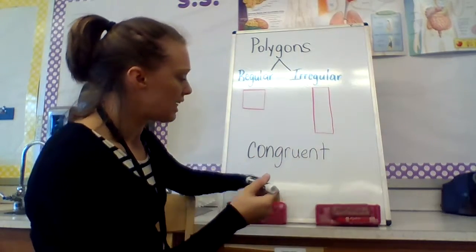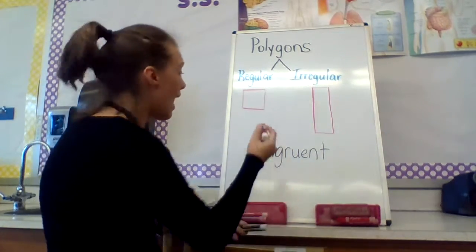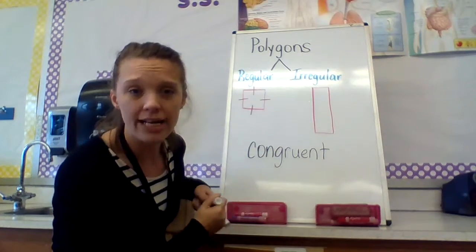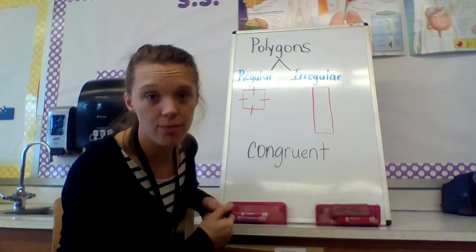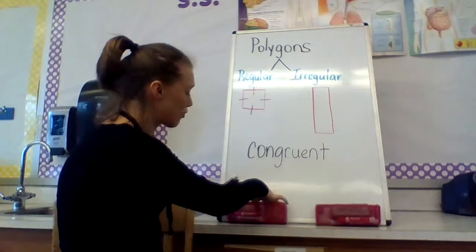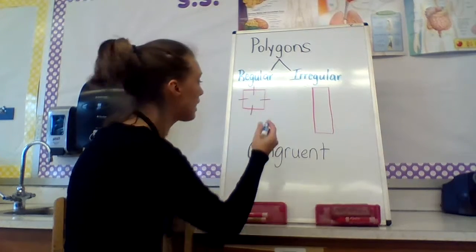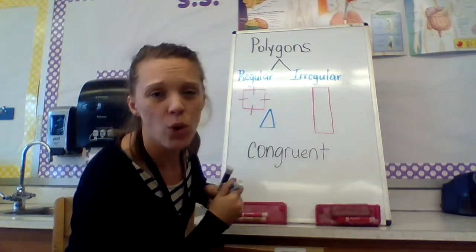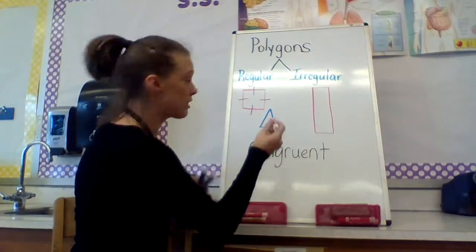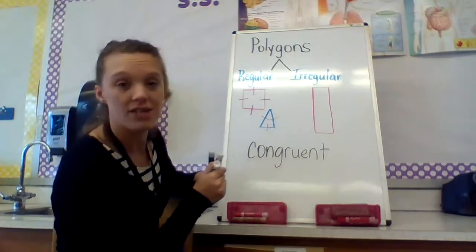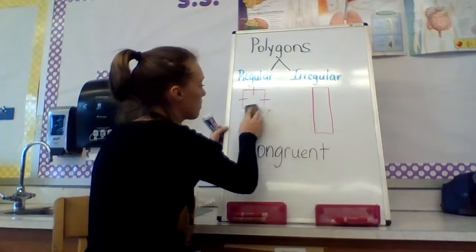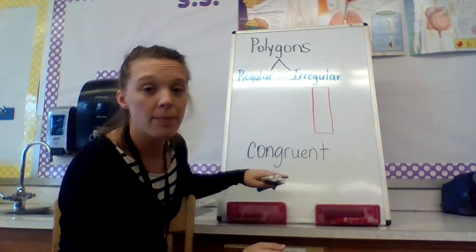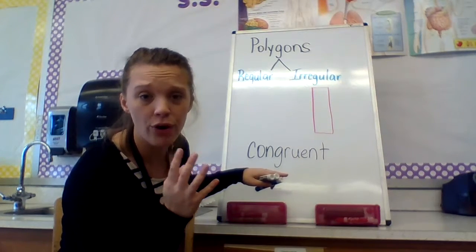So a regular polygon, like a square, has 4 congruent sides, meaning all of the sides are the exact same length. Another polygon that is a regular polygon is the equilateral triangle, because all sides are congruent. All 3 sides are the same length. But then we have shapes that are irregular polygons, meaning not all sides are congruent.